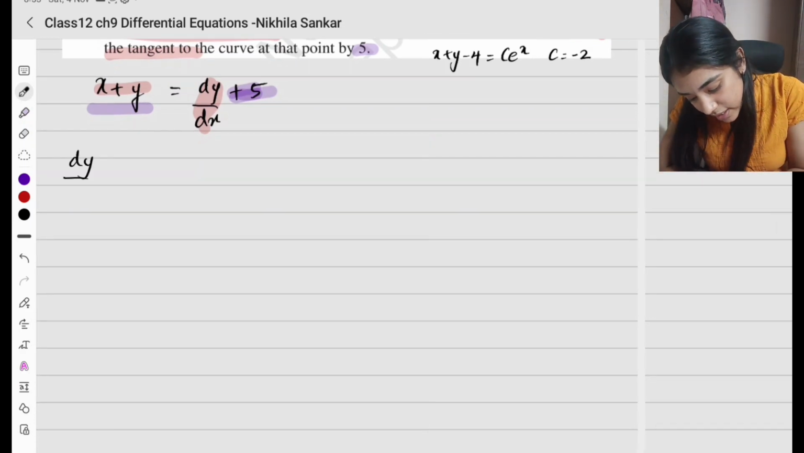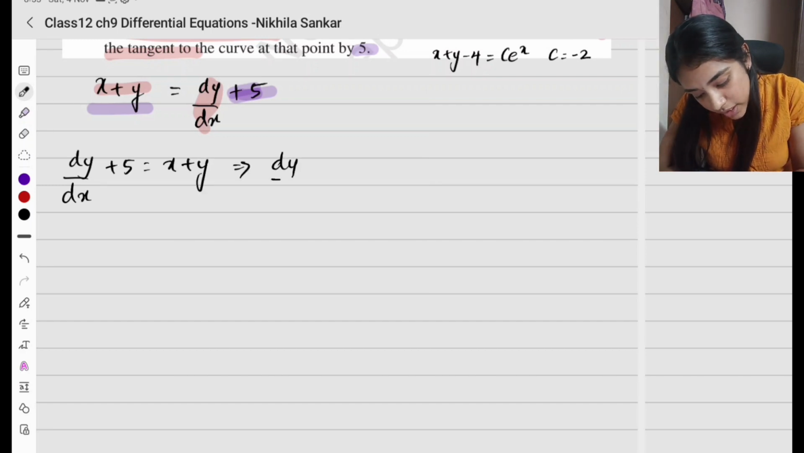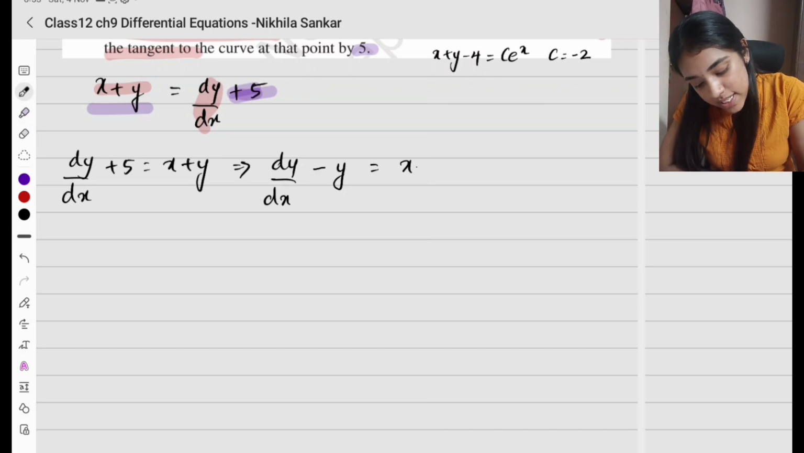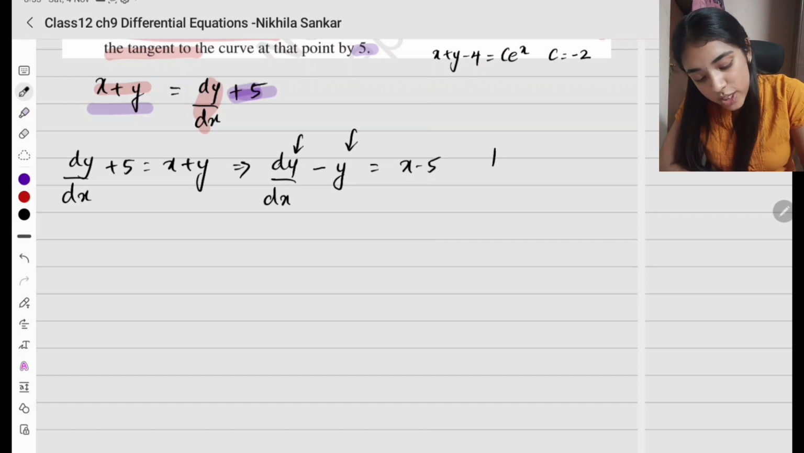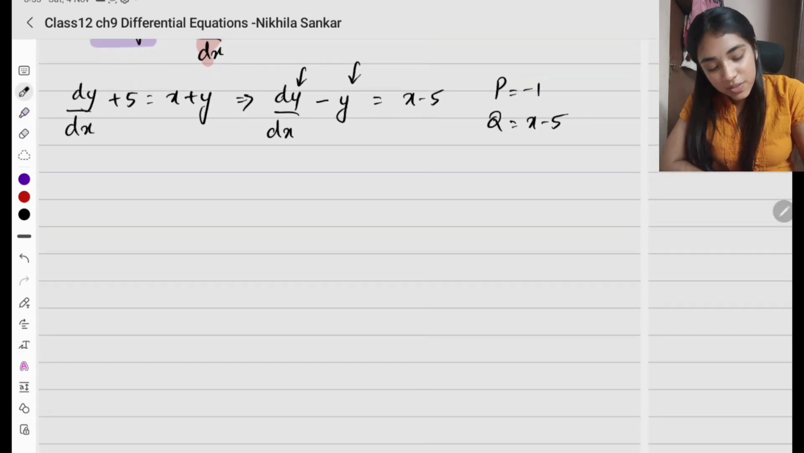Okay, now write it in the form that we need. dy by dx plus 5 equals x plus y. இது எப்படி வேணும் நமக்கு? dy by dx minus y equals x minus 5 because I have a y here. அப்ப இங்கேயும் y இருக்கணும். Now what is my p? Minus 1. Q is going to be x minus 5.